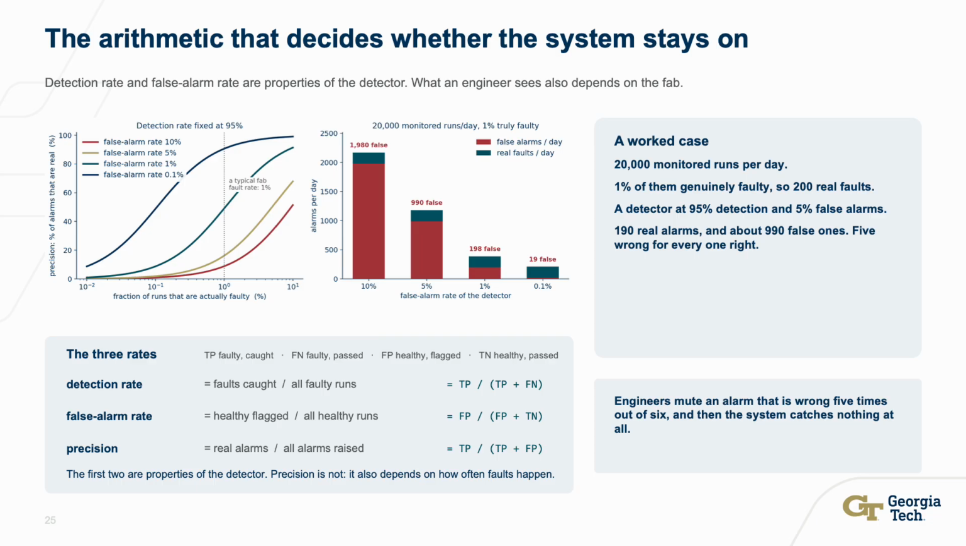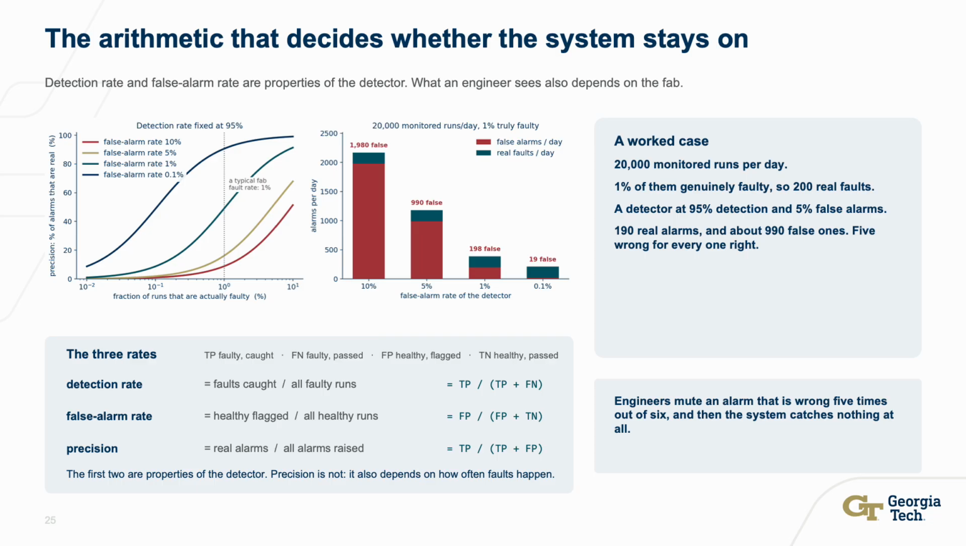What happens next is predictable. Engineers mute the alarm inside a month, and then the system catches nothing at all. The detector that switched off has a detection rate of 0 regardless of what its ROC curve is saying. The curve on the left shows how steeply precision depends on the fault rate. At 1%, you need a false alarm rate well under 1% before the alarm is worth reading.